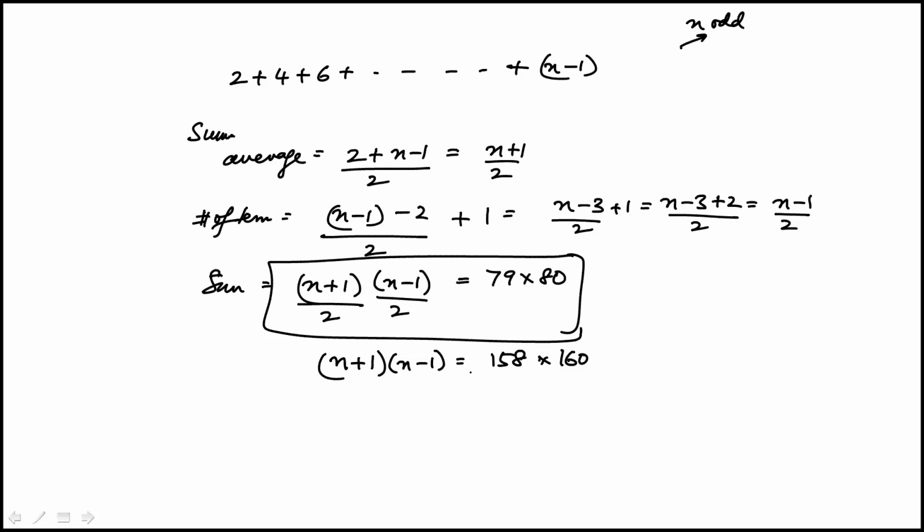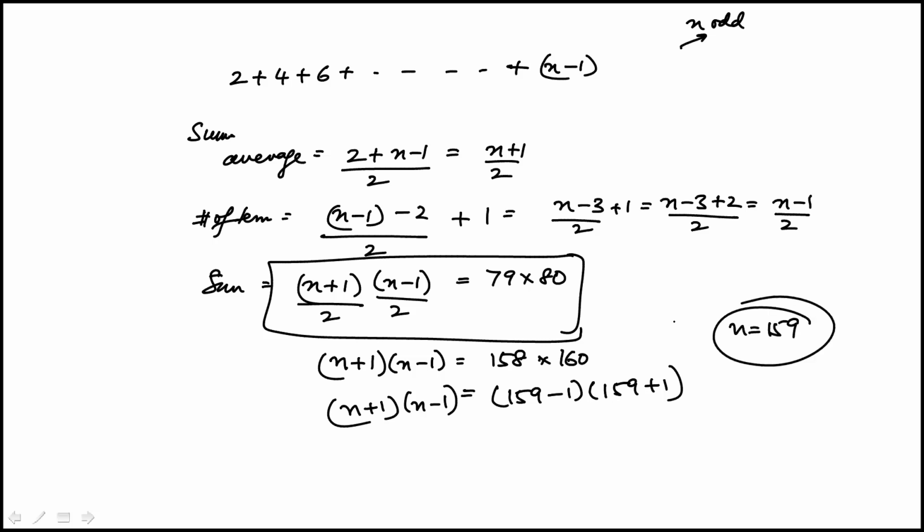So we can write this as 159 minus 1 times 159 plus 1. And from this, you can see that n has to be 159. I didn't do the algebra here, in the sense that it's easier to do it this way. Certainly this is a difference of squares, but I don't want to do this multiplication, then add 1, and then take the square root. So this was easier to do.